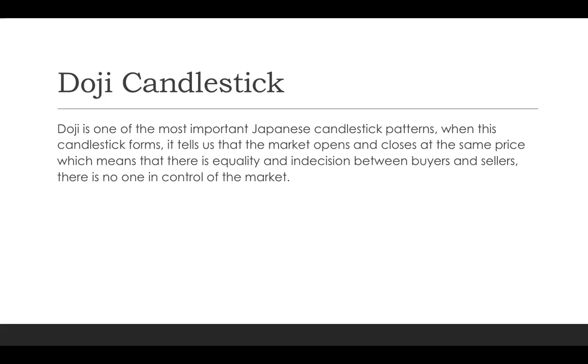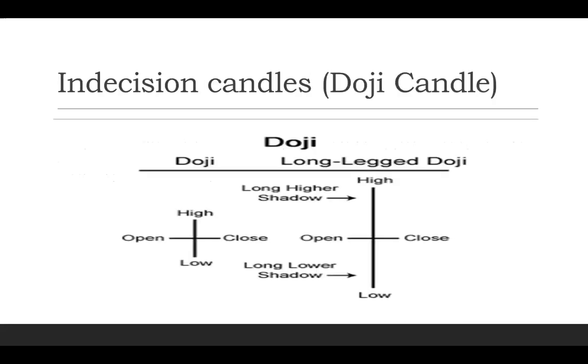It says that the market opens and closes at the same price. So that's another candlestick pattern here. We're looking at indecision candles, the doji candles, right? The market opens and closes at the same place, as we just said. So that's our doji. The market opens here and it closes at the same rate here.